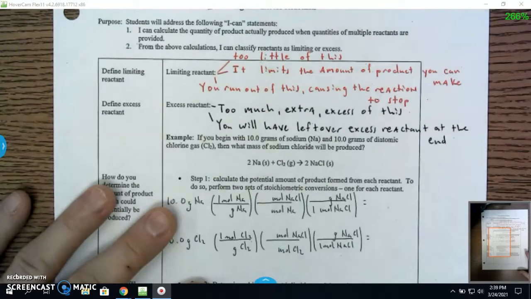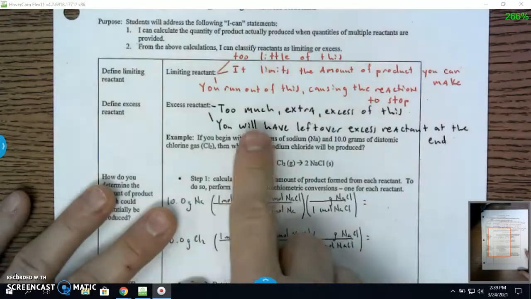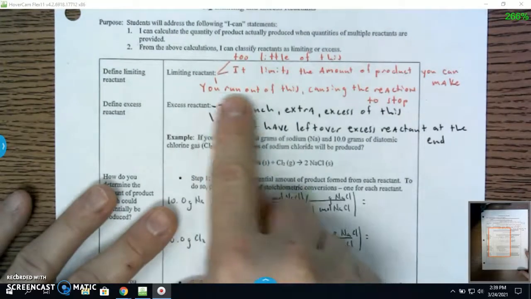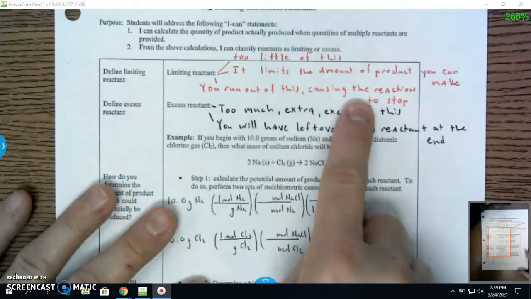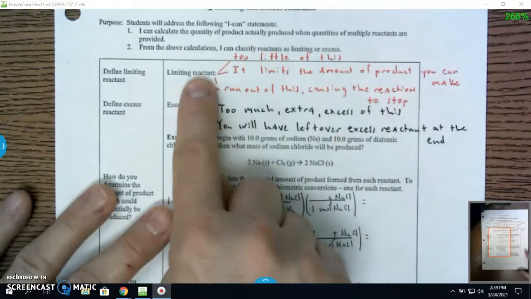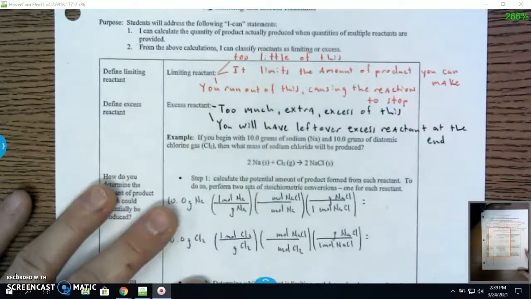Now the answer is obvious. Because you've only got one patty, and it takes one patty to make one hamburger, you can obviously only make one hamburger. The reason is because you run out of patties, and that causes the production of hamburgers to stop. For this reason, the patties are the limiting component. You could call it the limiting ingredient.